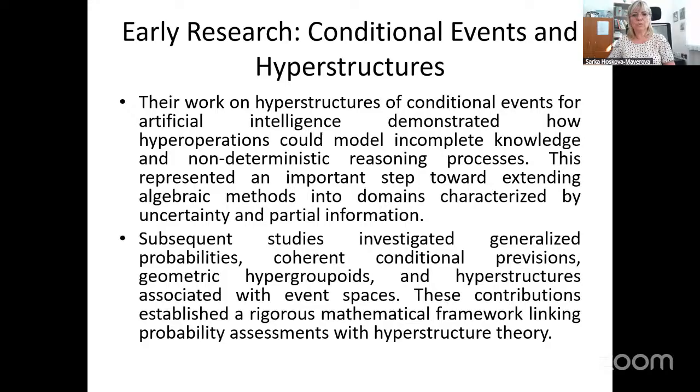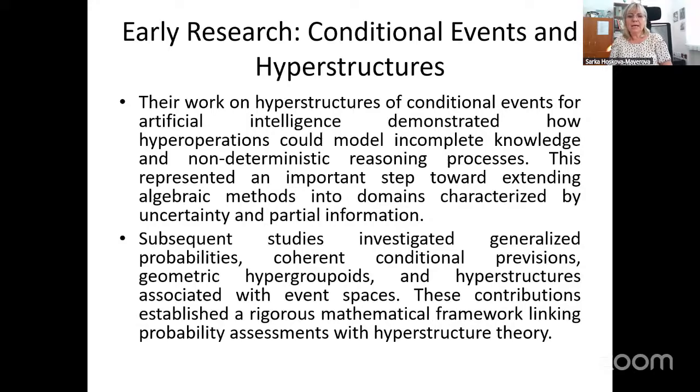We can continue. Their work, I mean the work of Serena Doria and Antonio on conditional events for artificial intelligence, demonstrated how hyperoperations could model incomplete knowledge and non-deterministic reasoning processes. This represented an important step towards extending algebraic methods into domains characterized by uncertainty and partial information.